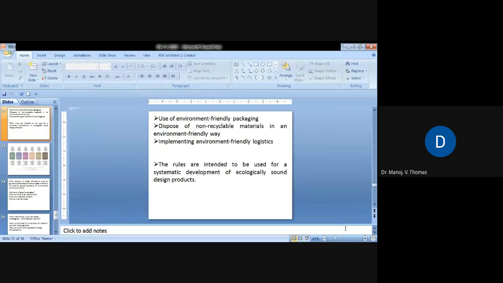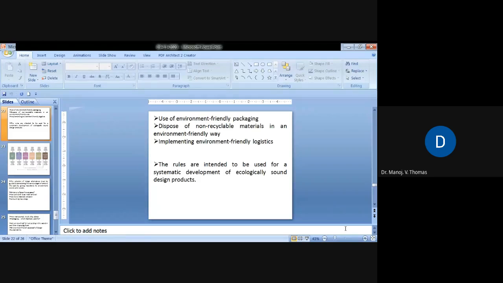Then that will be pollution. That will be polluting our soil, water, isn't it? So packaging is also taken care of. Dispose of non-recyclable materials in an environment friendly manner. Are you planning to recycle these materials in an environment friendly manner? Do you have any such approach, or is it possible to do it that way?